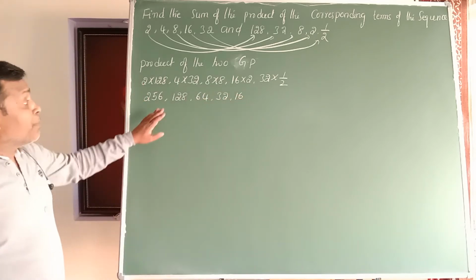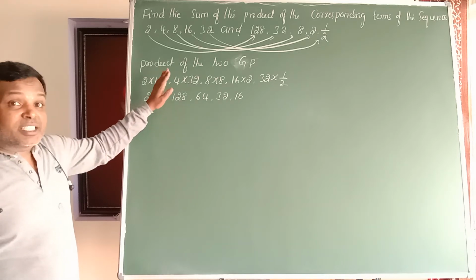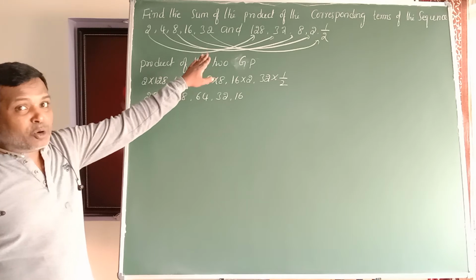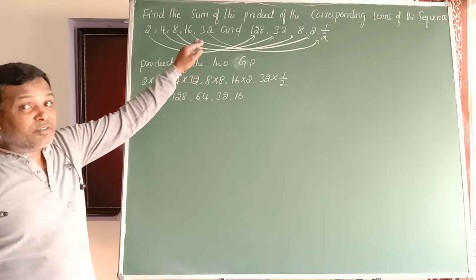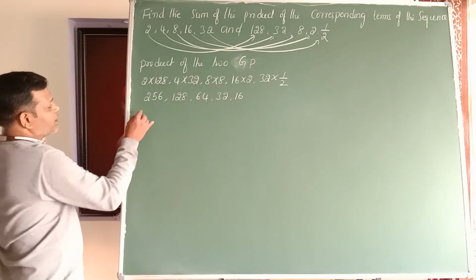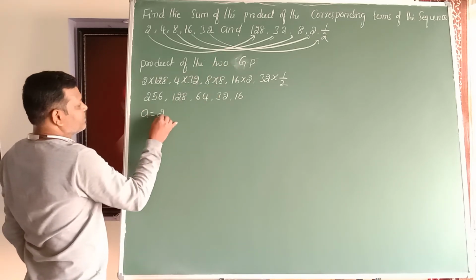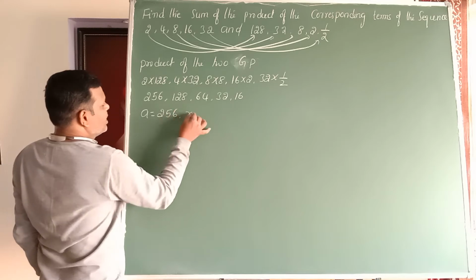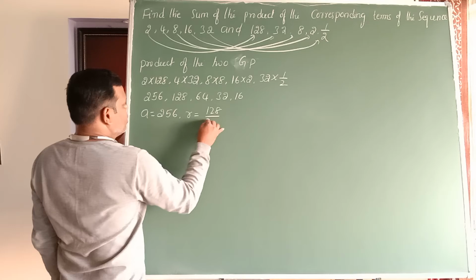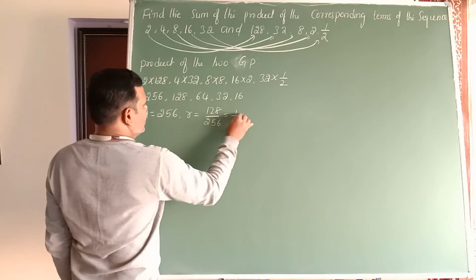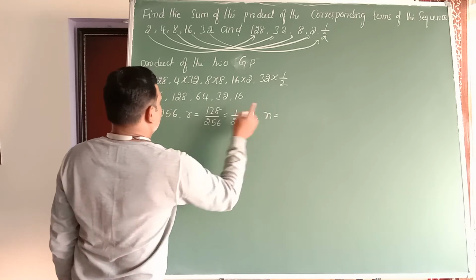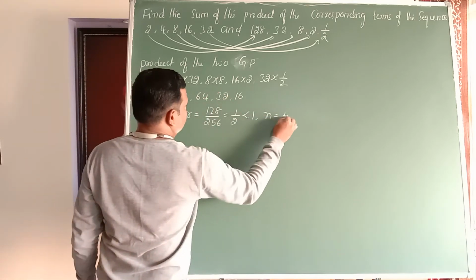This is the product of corresponding terms of the two sequences. The two sequences are geometric progressions. Therefore the product of the corresponding terms of the two GPs is again a GP. Now, A is equal to 256, the first term. The common ratio R is equal to T2 by T1, that means 128 divided by 256, which is equal to 1 by 2, less than 1. N is the number of terms: 1, 2, 3, 4, 5.